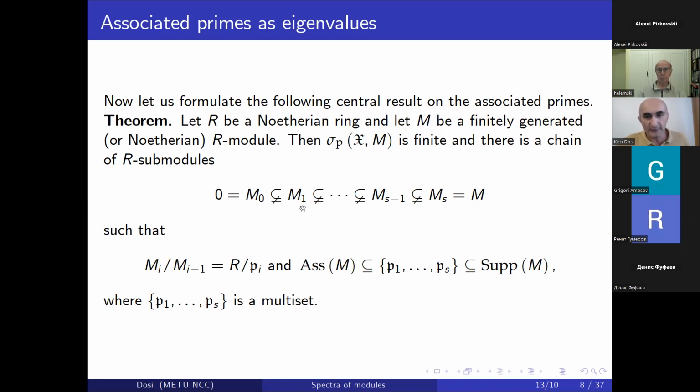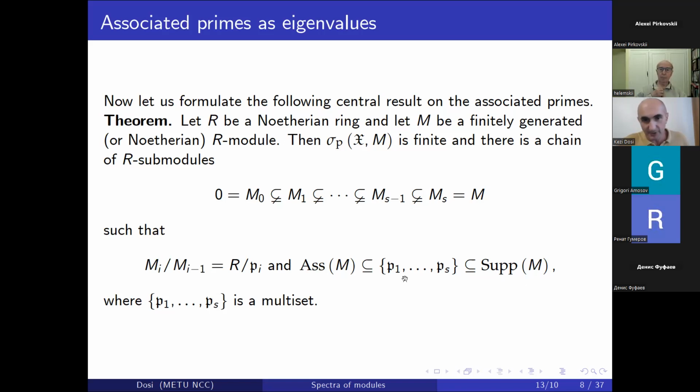And there is a chain of submodules whose gaps look like R over P_i, some primes, so that the associated primes are inside of this set. It's not a set, it's a multiset. And this multiset is inside of the support.